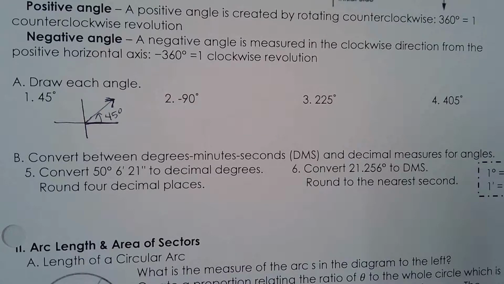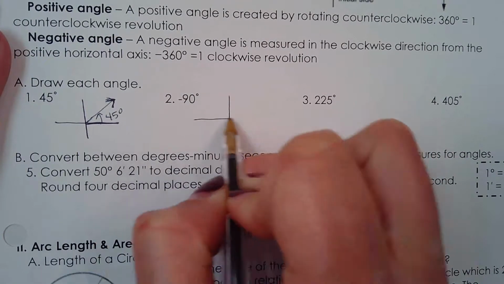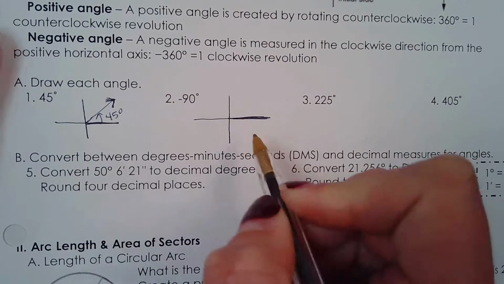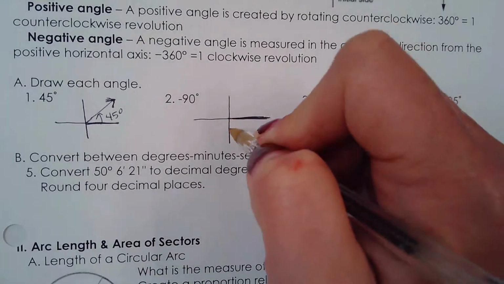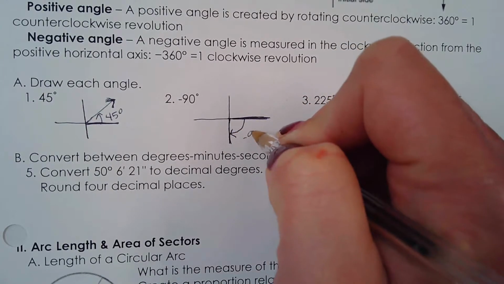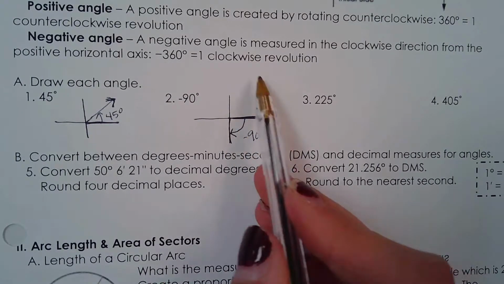Are we good with that? Okay, so then what about negative 90? How would we draw that angle? It's down. So negative 90 is the same as positive what? 270. That okay? Yes, no, maybe? Negative 90 is the same as positive 270.